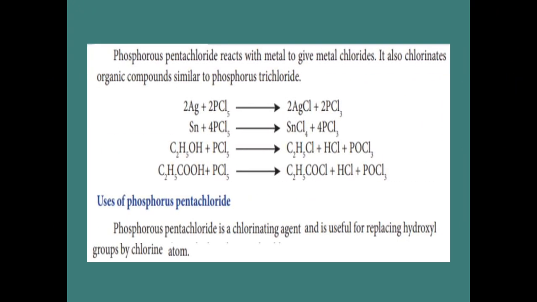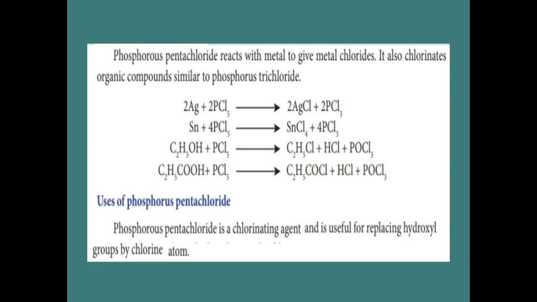Phosphorus pentachloride, when it reacts with a metal, gives metal chloride. See that reaction. First, silver reacted with phosphorus pentachloride gives silver chloride along with phosphorus trichloride. In the same way, tin reacted with phosphorus pentachloride gives tin tetrachloride and then phosphorus trichloride. Now, in organic compounds, phosphorus pentachloride is used to chlorinate the organic compound.